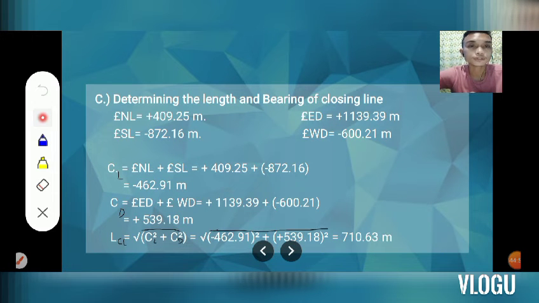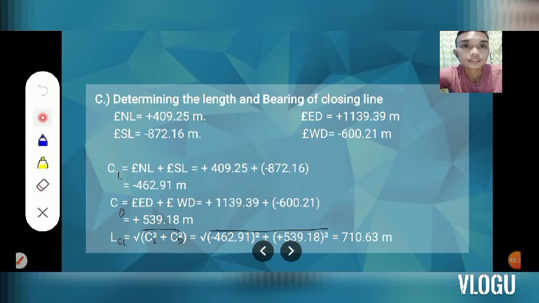Next, determining the length and bearing of the closing line. Since the summation of NL is equal to positive 409.25 meters, the summation of SL is equal to negative 872.16 meters, the summation of ED is positive 1,139.39 meters, and the summation of WD is equal to negative 600.21 meters.